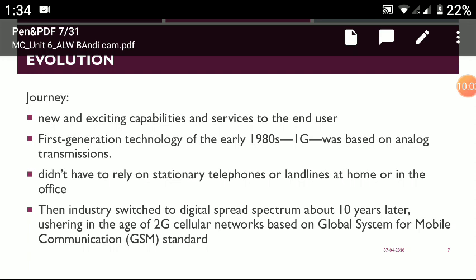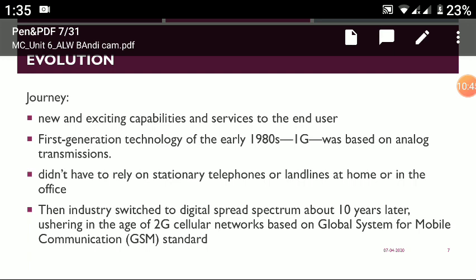So you didn't have to rely on the stationary telephone or the landline at home or in the office. Right now everybody is on mobile, and everybody is addicted to the smartphone. When you are moving anywhere, the mobile is required. In the previous days, the landline phone was stuck in one place, and whenever it rang, you needed to go and pick up that phone to talk. If somebody is not there, then the call is useless.